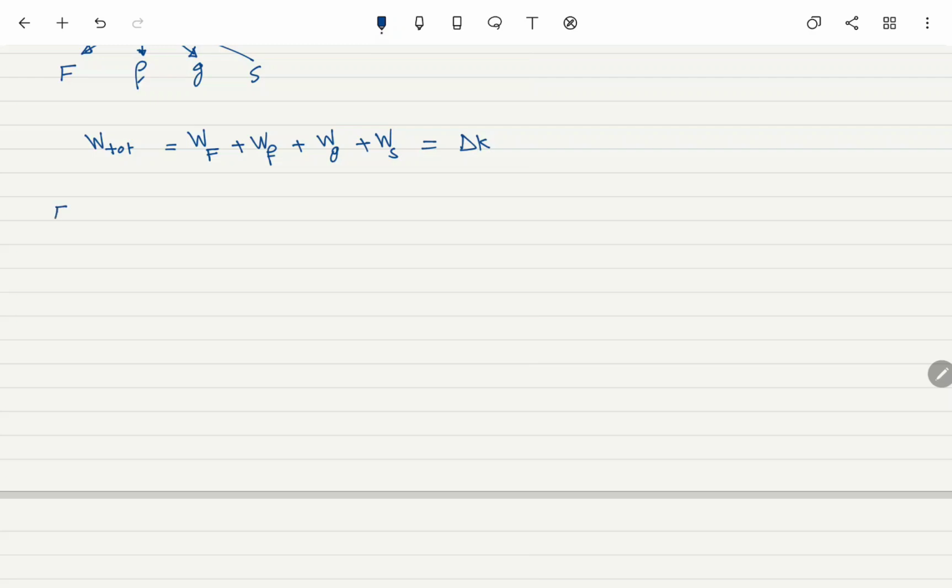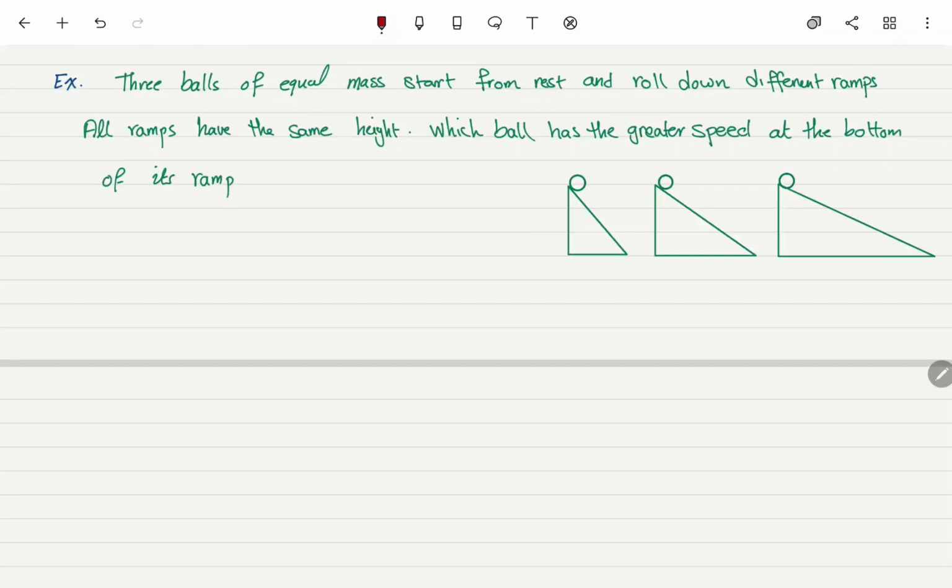Now let's have this example. Three balls of equal mass start from rest and roll down different ramps, as we can see here. All ramps have the same height. So the height for all ramps here is the same. This is 1, this is 2, and this is 3. Which ball has greater speed at the bottom of its ramp? We need to calculate the speed of the ball right at the bottom here.